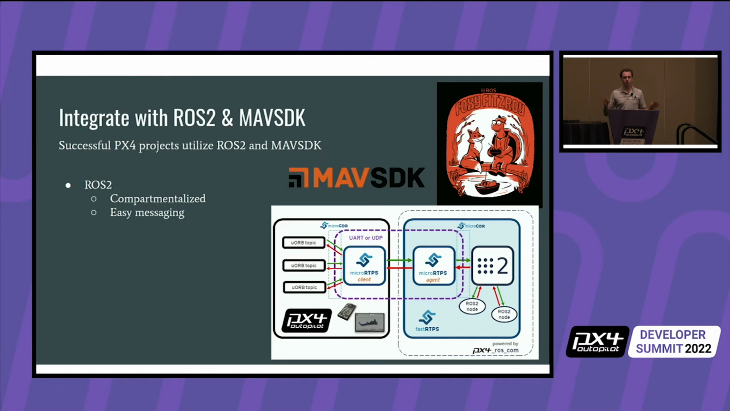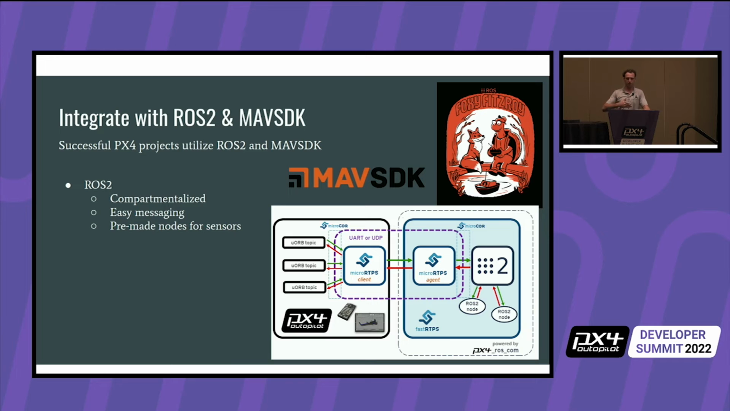Compartmentalized. The easiest way that I've explained this to a business person is like, let's say you have your communication node, let's say you have your drone node. If your communication node goes down, that shouldn't affect your drone node, right? You don't want your drone doing weird things in the air because there's nothing communicating toward it. Make it compartmentalized with ROS2, easy messaging.